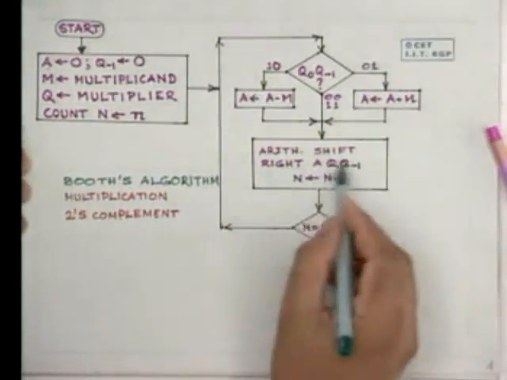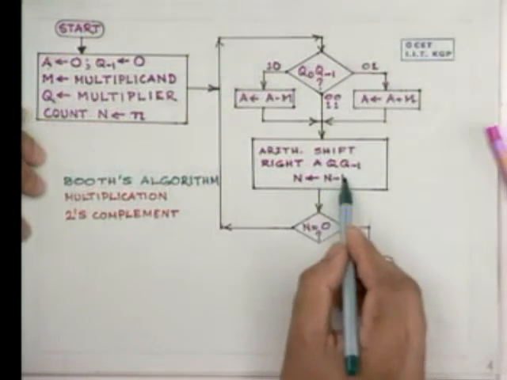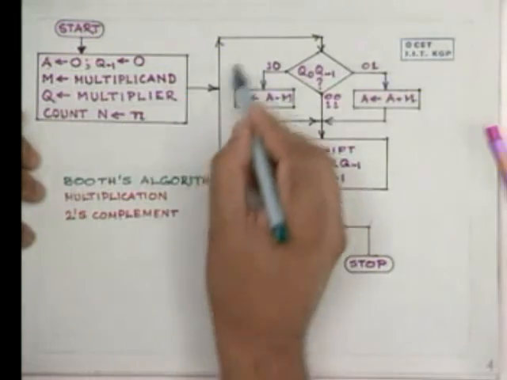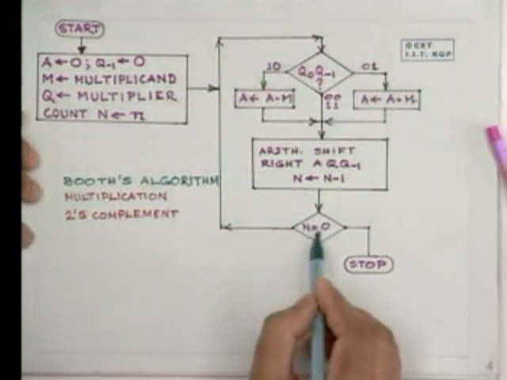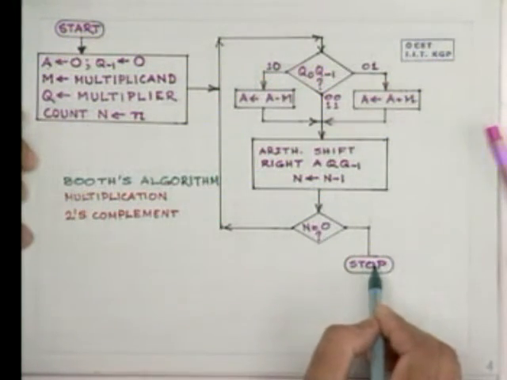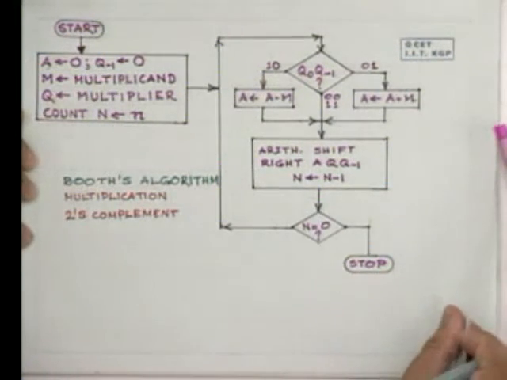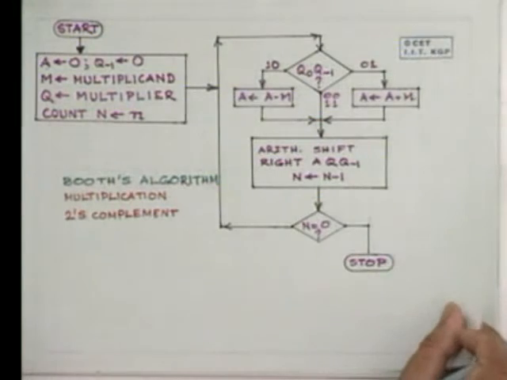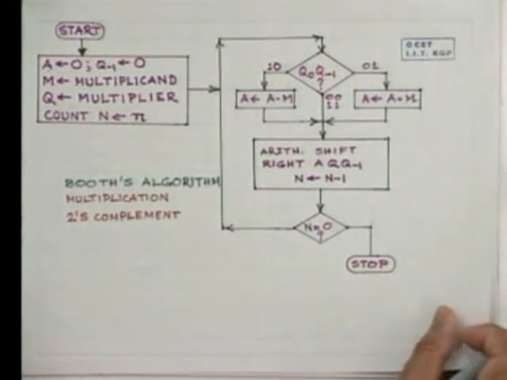We make an arithmetic shift right and reduce the count. If we find that the count is non-zero, then we repeat this process. If the count is equal to 0, then we stop to get the result. This is Booth's algorithm. Let us take an example and see how it works.